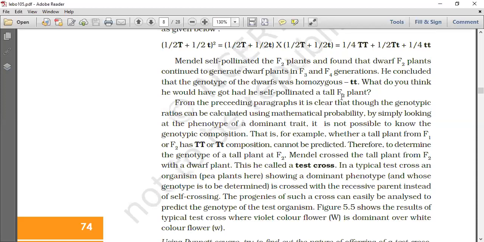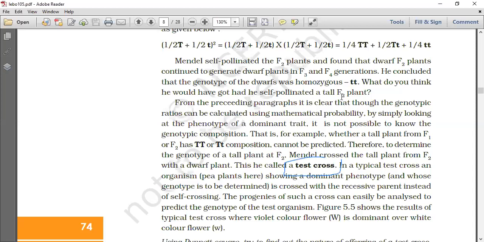From the preceding paragraph, it is clear that though genotypic ratios can be calculated using mathematical probability, by simply looking at the phenotype of a dominant trait it is not possible to know the genotypic composition. That is, for example, whether a tall plant from F1 or F2 has capital T or small t, homozygous or heterozygous composition, cannot be predicted. Therefore, to determine the genotype of a tall plant, Mendel crossed the tall plant with a dwarf plant. Then he called it a test cross.